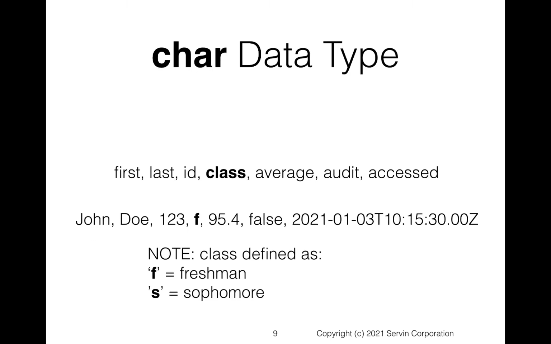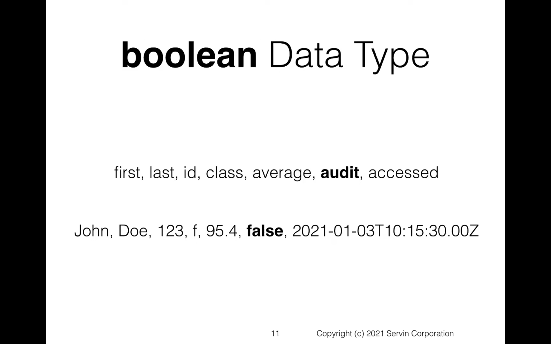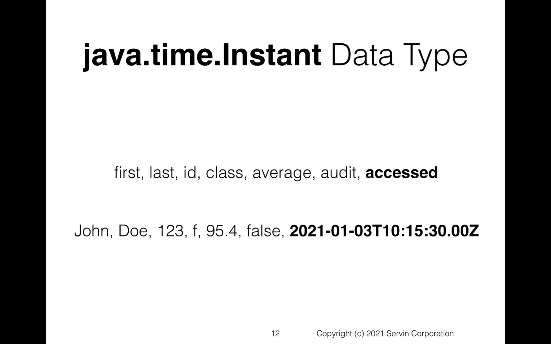The class, whether a freshman or sophomore, will be either an F or an S. And so the idea is this is a single character, either an F or an S. So that will be our char data type. The average, of course, will be a double. This would be the average of all the scores in the class. The audit will be whether someone's taking this course for a grade or whether they're auditing it. So that would be a Boolean, true or false. And then the accessed would be the time that they've accessed, basically the date and the time when they last accessed this information.